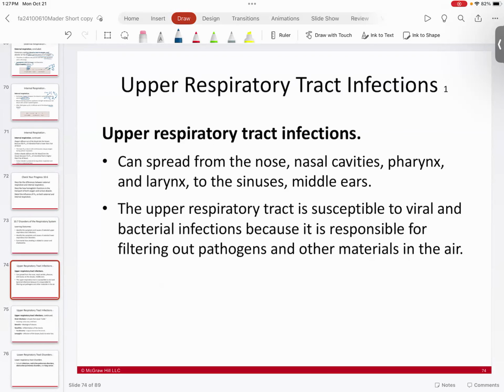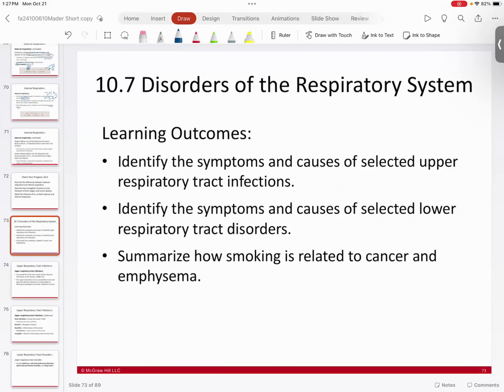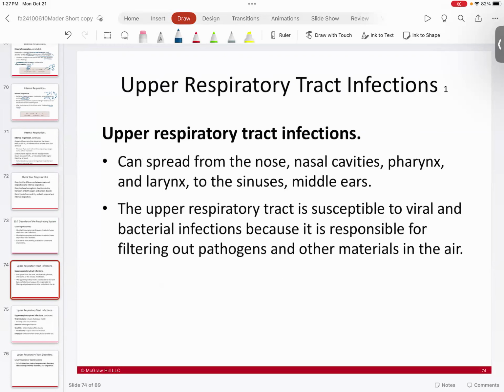Let's take a look at some disorders of the respiratory system. First of all, you have infections. That's a common one. Usually they're virally spread. So it's usually viral in nature. Sometimes it can be bacterial. Most of the time they're viral.